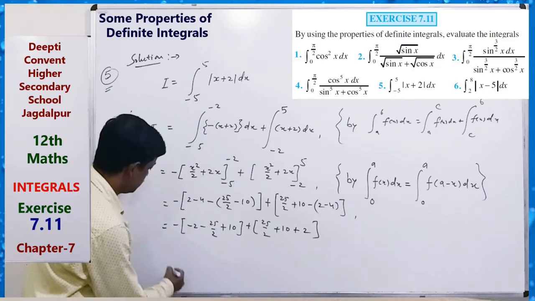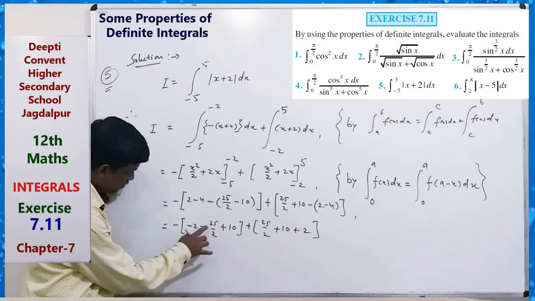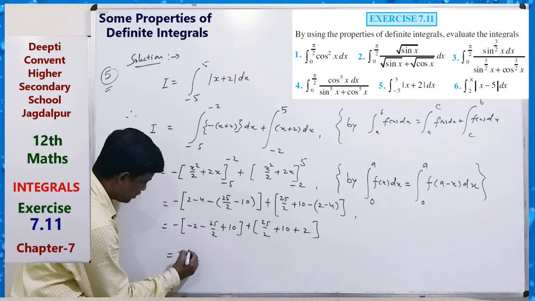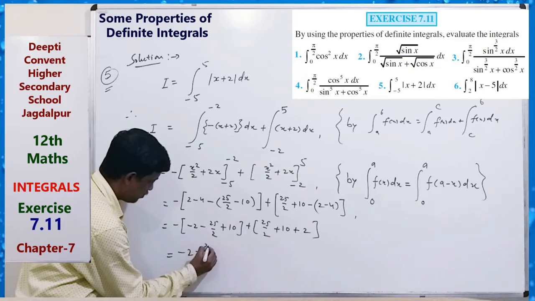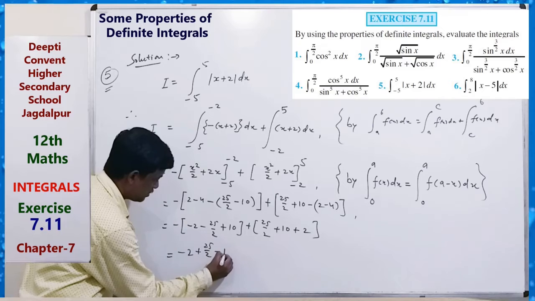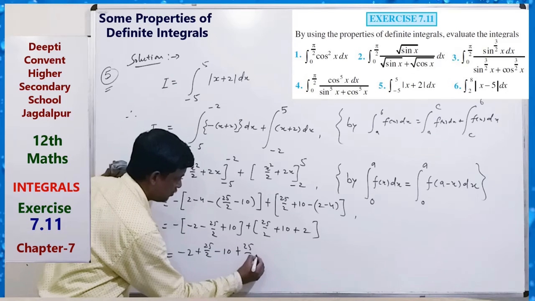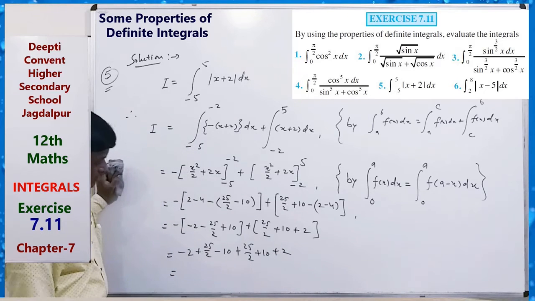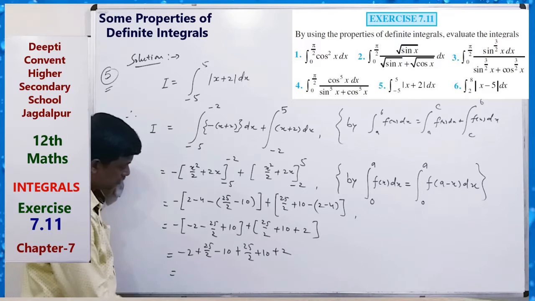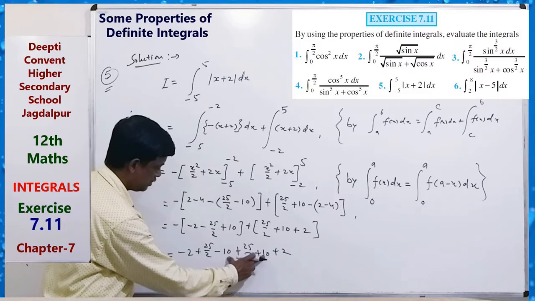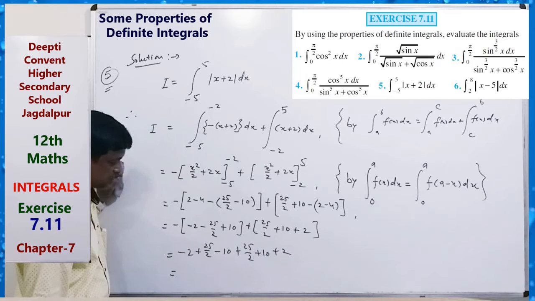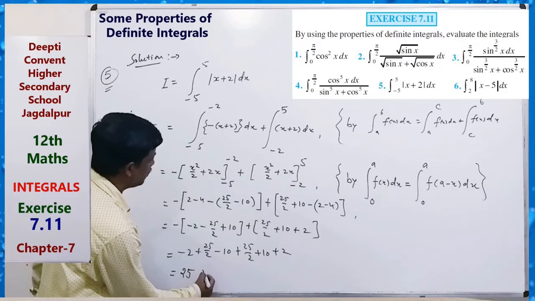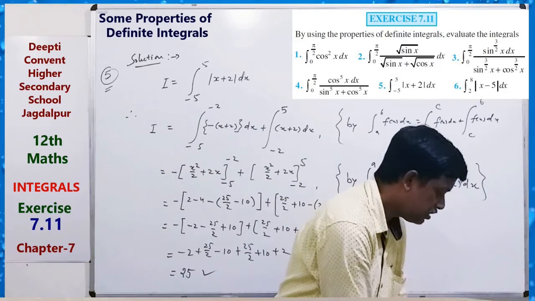So what do we get after multiplying by minus? Minus plus 2 plus 25 by 2 minus 10 plus 25 by 2 plus 10 plus 2. So 2 cancel, 10 cancel, 25 by 2, 10 cancel, 2 cancel, 25 by 2 plus 25 by 2 means 25. So this answer is 25. Clear? So now let's solve it.